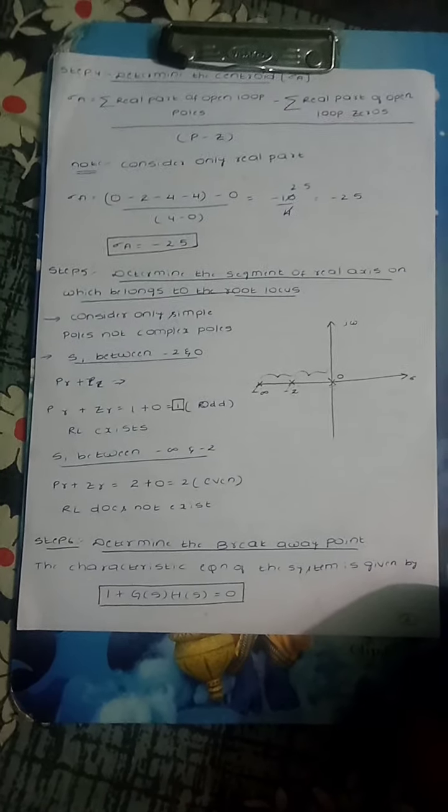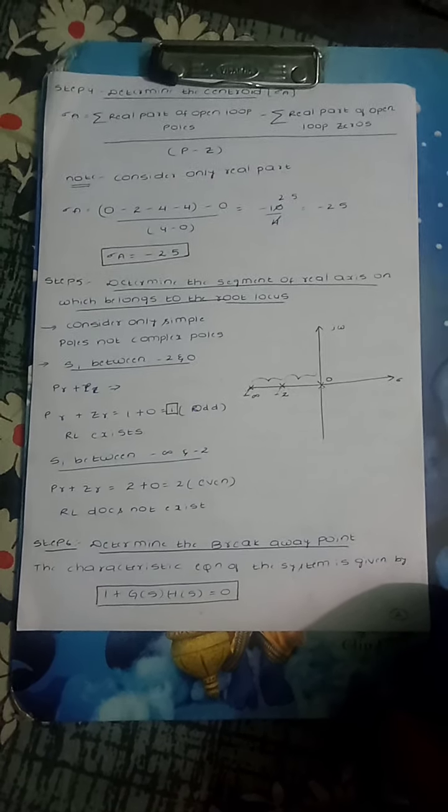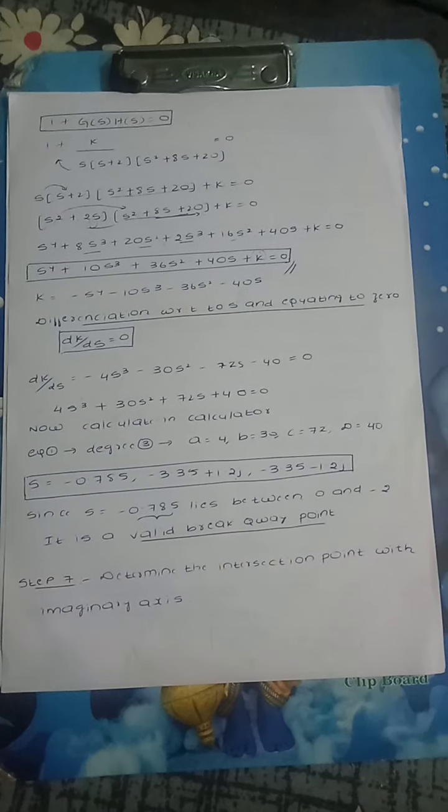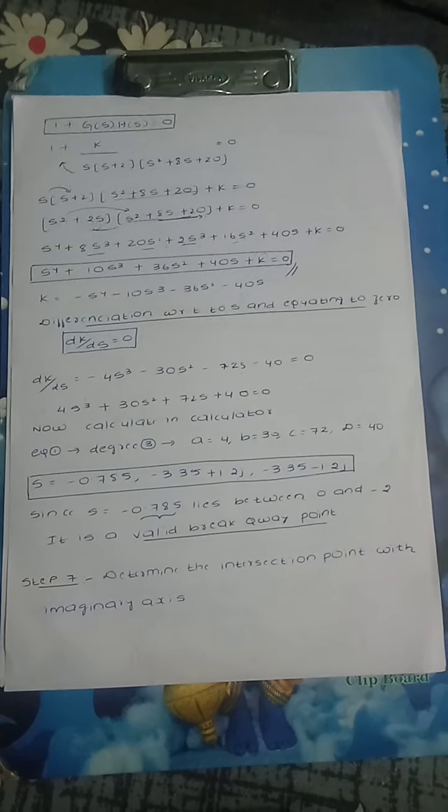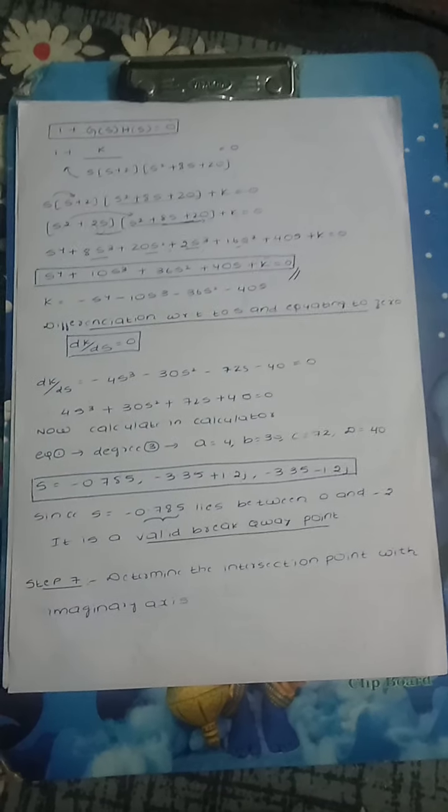Now let us determine the breakaway point. To determine it, you should have the characteristic equation. Consider 1 plus G(s)H(s) is equal to 0. You can take 1 plus G(s)H(s) as 1 plus K divided by s into (s plus 2) into (s square plus 8s plus 20) is equal to 0. On cross multiplication, the numerator becomes s into (s plus 2) into (s square plus 8s plus 20) plus K is equal to 0.